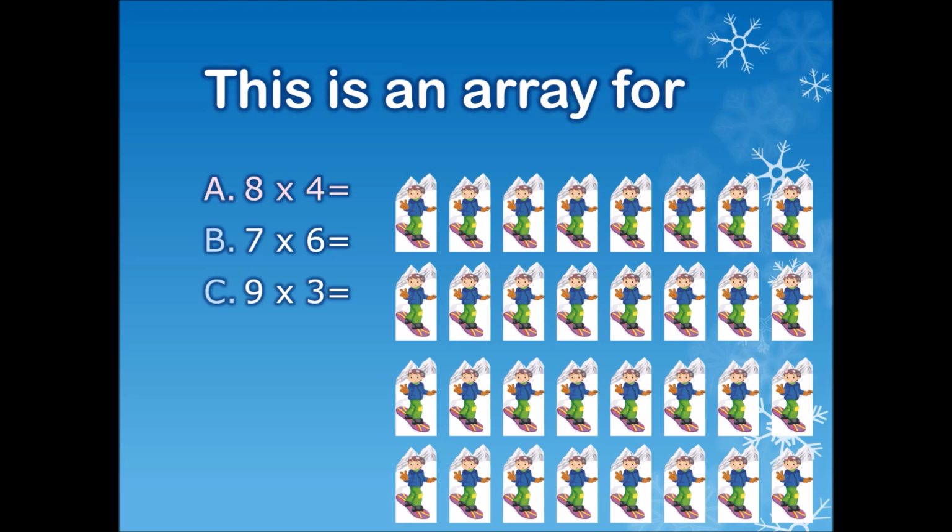The answer is A, 8 times 4. That's like counting 8 plus 8 plus 8, or counting 4 8 different times, and our answer would be 32.